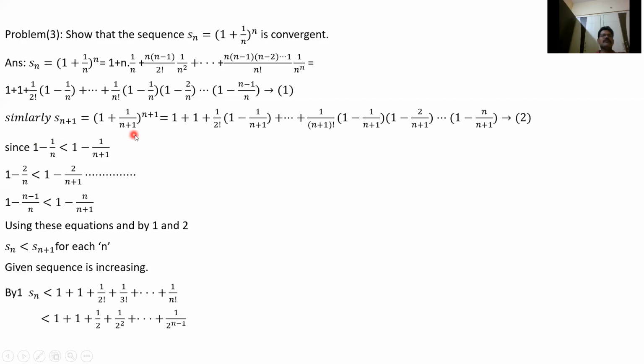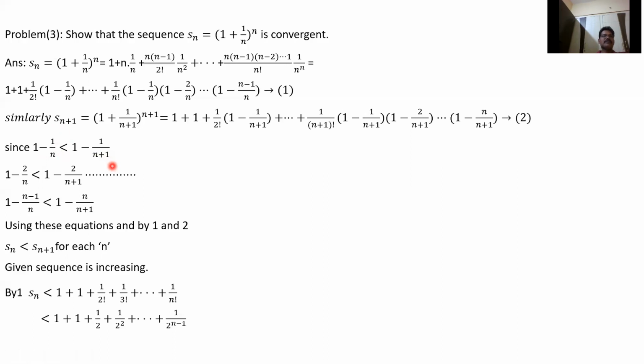Sn plus 1 is 1 plus 1 by n plus 1, whole power n plus 1. Similarly, just to write here, 1 by 1 minus 1 by n plus 1, 1 by n plus 1 factorial, 1 minus 1 by n plus 1, 1 minus 2 by n plus 1, and so on, 1 minus n by n plus 1. Actually, here first two terms are same in Sn and Sn plus 1. And since 1 minus 1 by n is always less than 1 minus 1 by n plus 1.